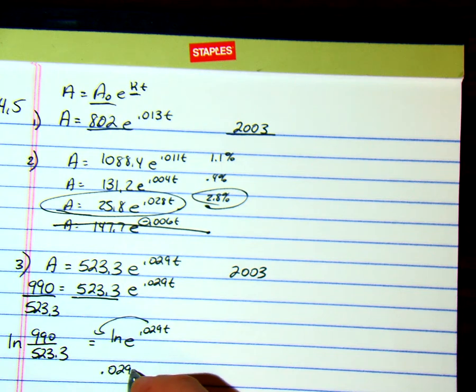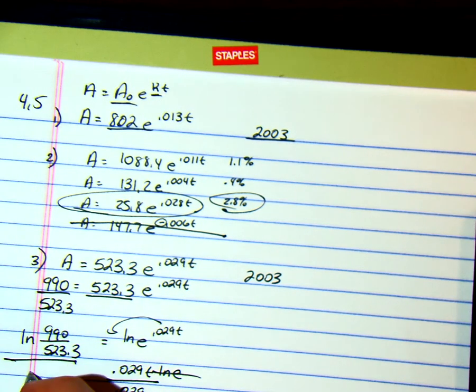So this is 0.029t times the natural log of e. And we love the natural log of e. The natural log of e disappears. So the only thing to do to get t by itself is to divide over this 0.029. So we're going to take all this and divide by 0.029.